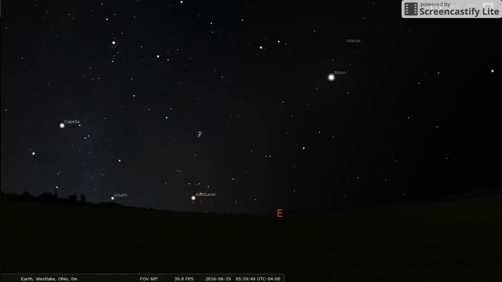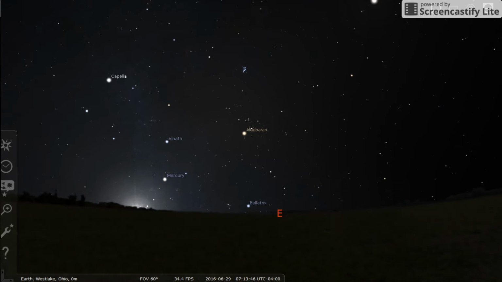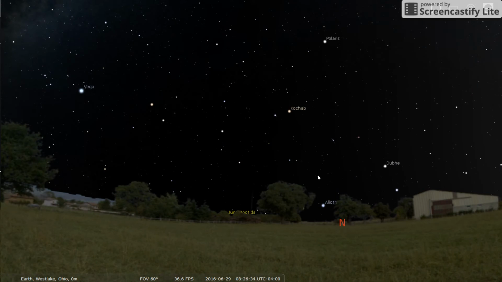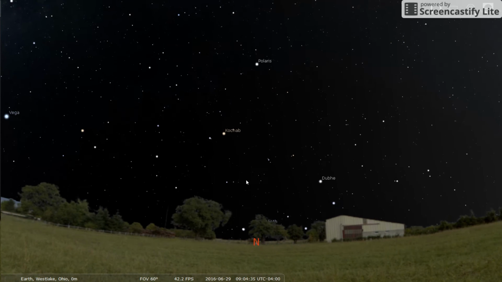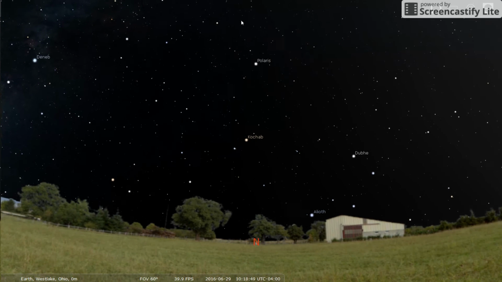Okay, we are now going into the early morning hours. Again, you can see that happening. The sun's rising, so morning just happened. But now as we look to the north, notice how the sky looks over there. Polaris is staying still. Everything is rotating around it.